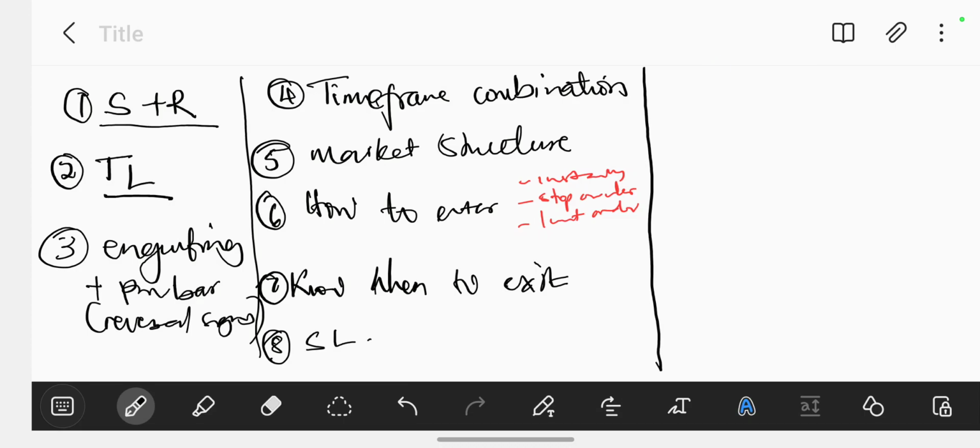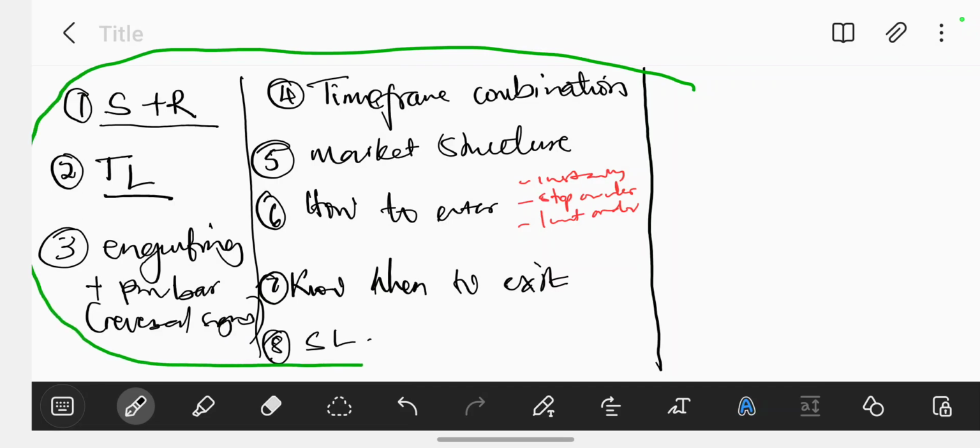So these are the things that are important, and I think these are the things that are critical in your trading. If you are to choose to stick to price action, if you want to classify yourself as a price action trader, these are the things that you need to be familiar with. They are important in your trading.